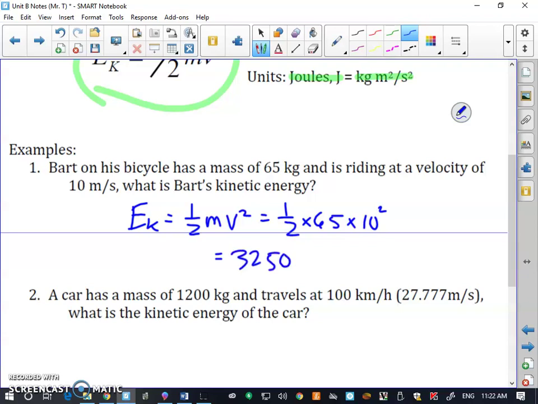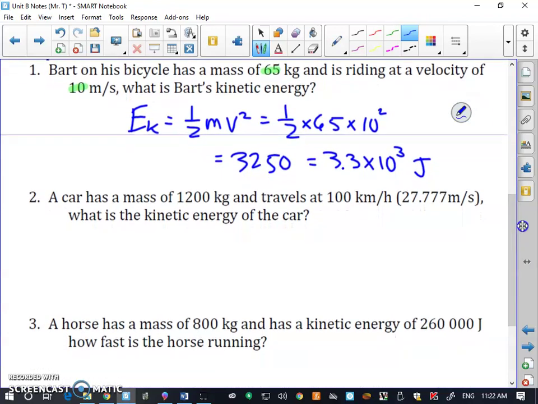I want to look at significant digits. This one's got 2 significant digits for the mass, 2 significant digits for the speed. And so, if we go ahead and put this in scientific notation, we'd have 3.3 times 10 to the third joules.